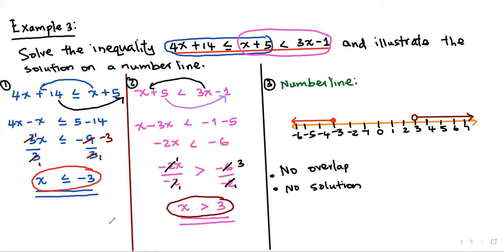Do you understand that, student? Yes, we don't have any overlapping area. So there is no number that can make this inequality and this inequality true. Okay. So that is how we solve simultaneous linear inequalities.